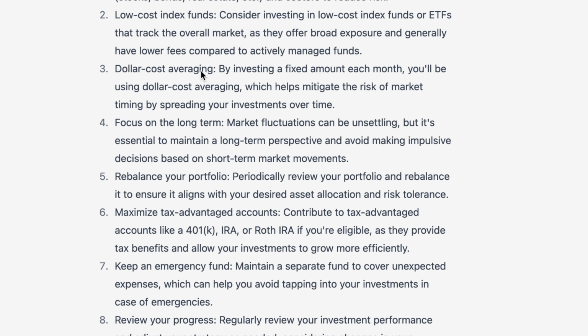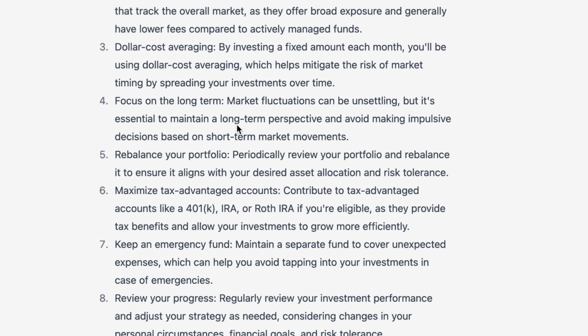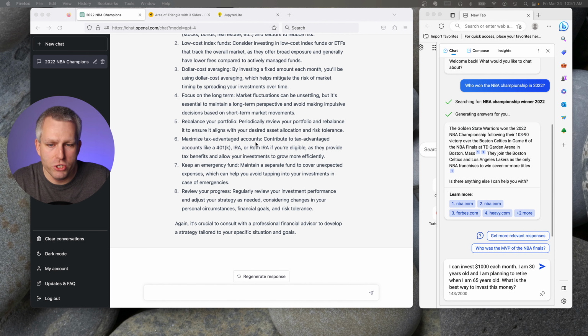Dollar-cost averaging, that kind of helps you ride out the ups and downs of the stock market, also really good advice. Focus on the long term, so don't pull your money in and out of the market, also a great idea. Rebalance your portfolio when some assets go too high or too low, also great. Maximize tax advantage accounts. Also a really good idea if you have an employer, get your money in a 401k, Roth IRAs are also great.